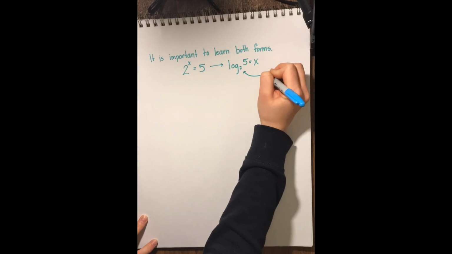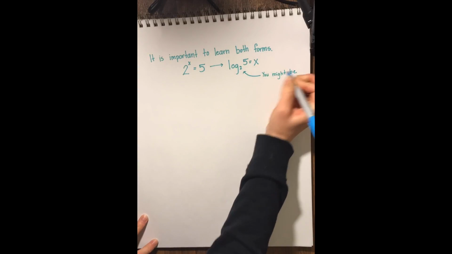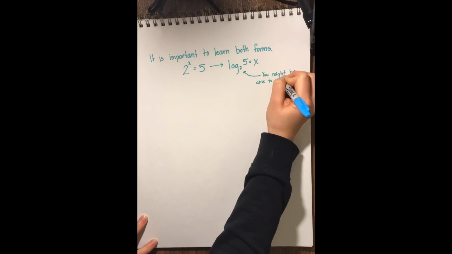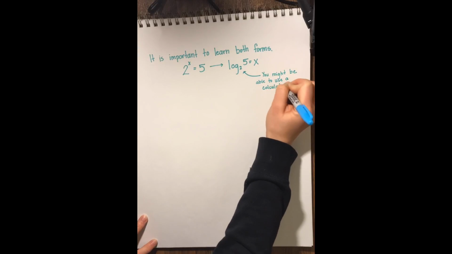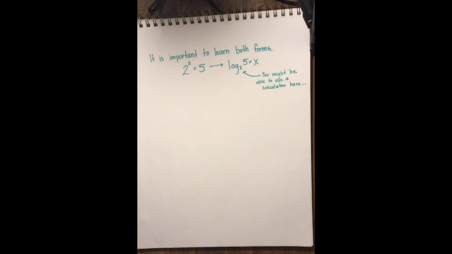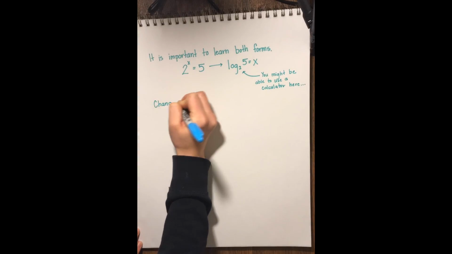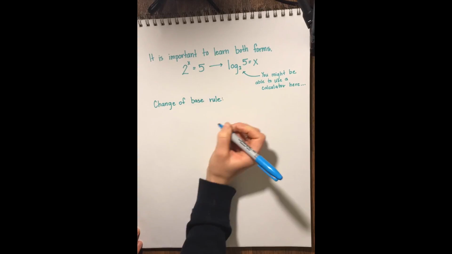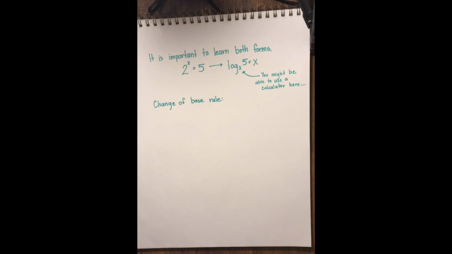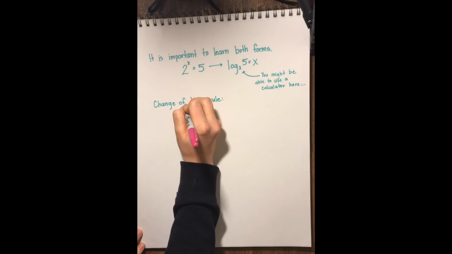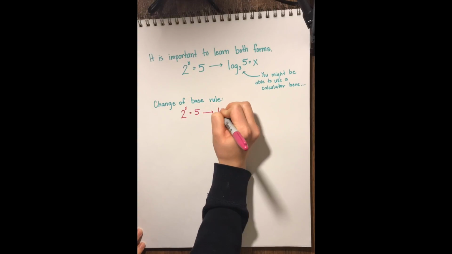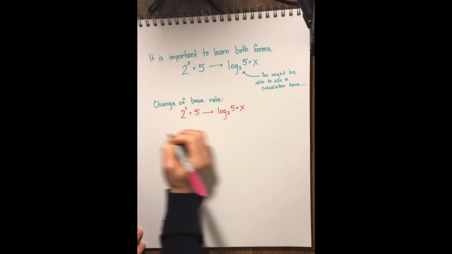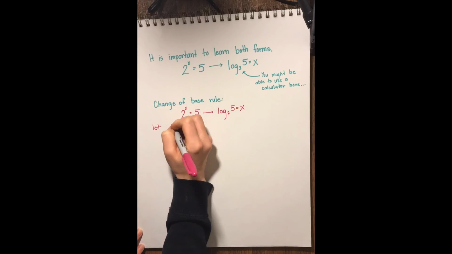Now at this point, you might be able to use a calculator to figure out what x is. Many calculators operate in base 10, and it's not easy to change the base. This is one reason we have something called the change of base theorem. Before we talk about the theorem itself, let's see where it comes from. Take the example that we started with at the top, 2 to the x equals 5, or log base 2 of 5 equals x.